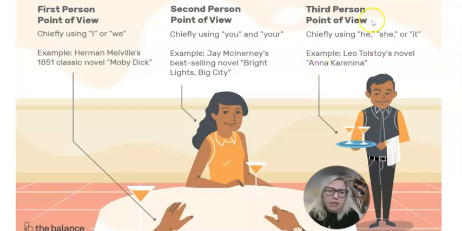view. And then third person is using he, she, or it. And I have the reference here to Leo Tolstoy's novel Anna Karenina, which begins, "All happy families are alike. Each unhappy family is unhappy in its own way." And that narrator is not talking about my family, but it's talking about other people's families. So using he, she, it.